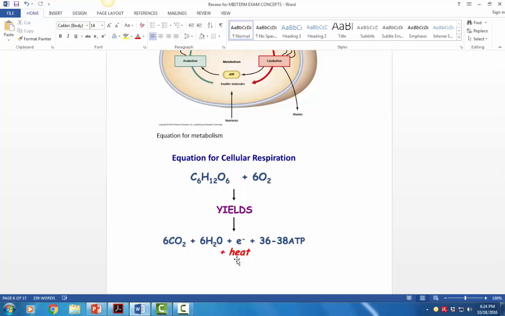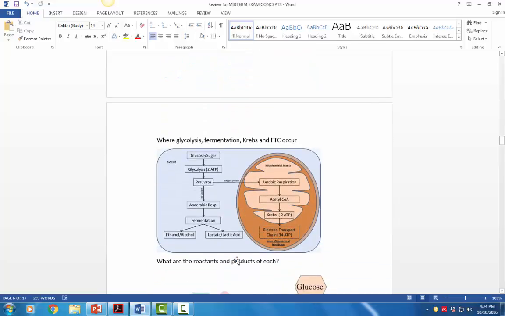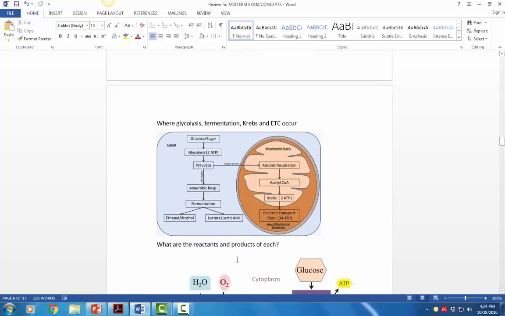So if we look at where these reactions occur, we have three reactions that are part of metabolism. We have glycolysis, that is the breaking down of sugar in the cytoplasm. And at the end of glycolysis, we have 2 ATP formed and 2 pyruvic acid molecules. If there is no oxygen present, those pyruvic acid molecules will be converted into lactic acid, or if it's a yeast cell, the pyruvic acid will be converted to ethanol or alcohol. So that's when oxygen is not present. We call that anaerobic metabolism.